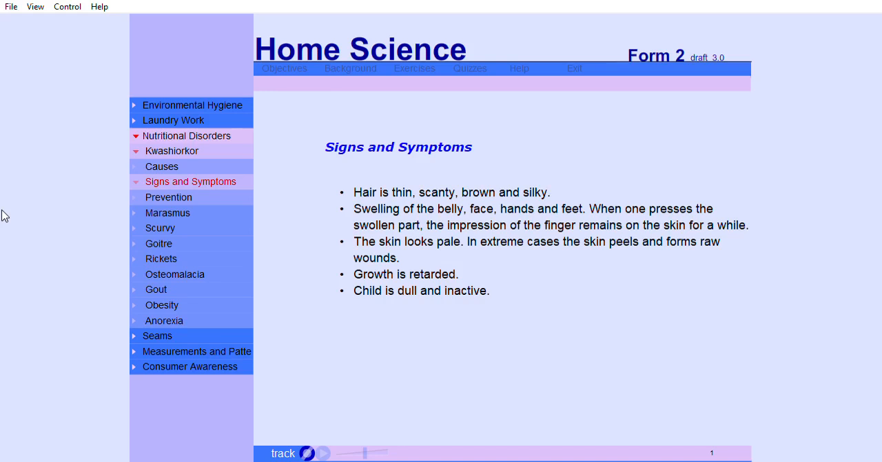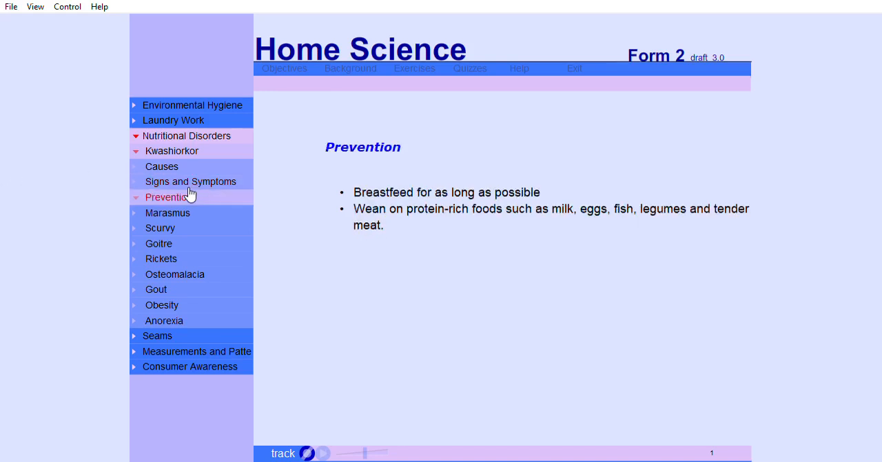Growth is retarded. Child is dull and inactive. In order to prevent kwashiorkor, breastfeed for as long as possible. Wean on protein-rich foods such as milk, eggs, fish, legumes, and tender meat.